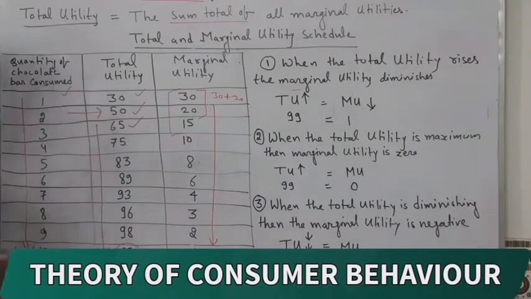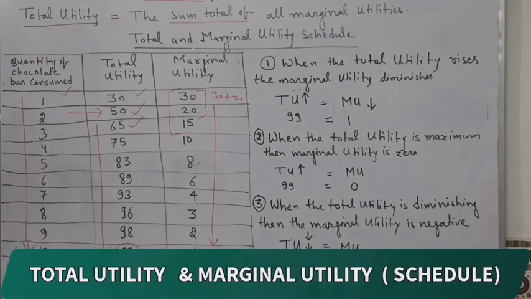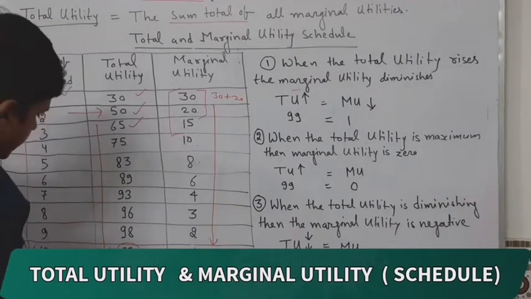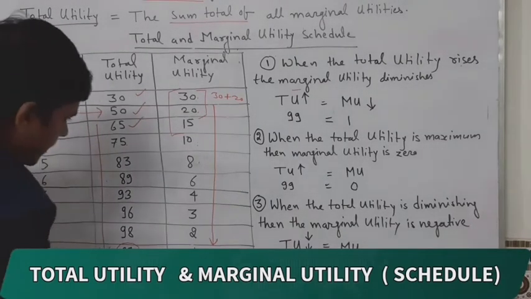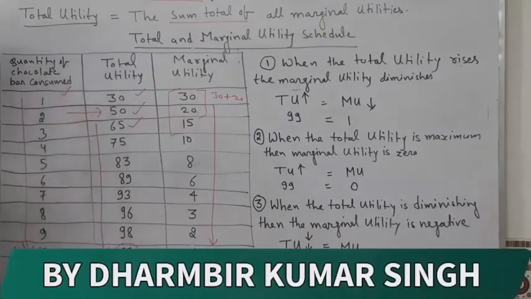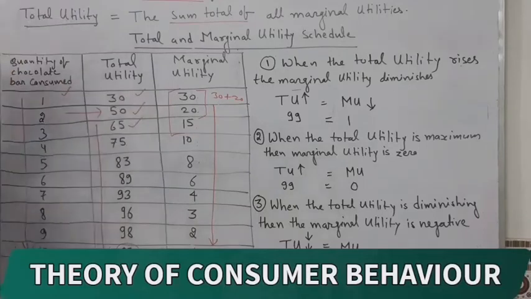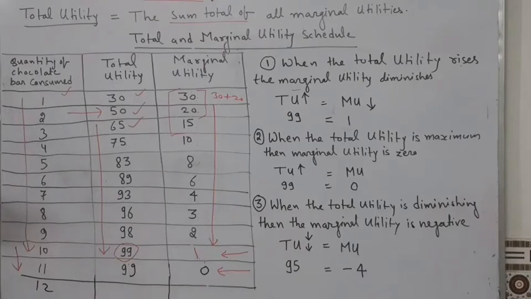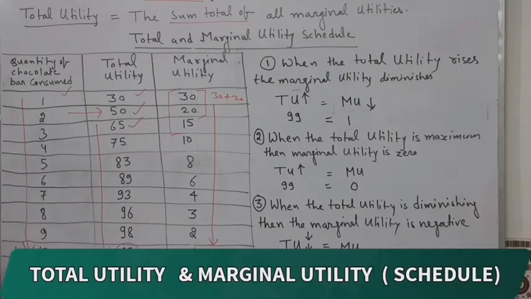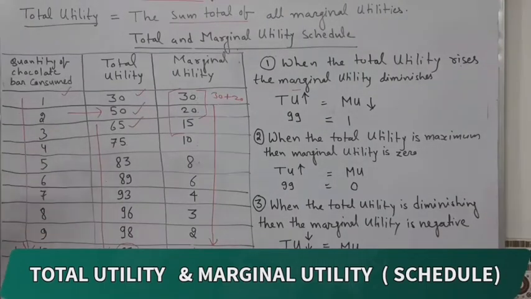Again you can write 99 at 11. And here minus 4 is given, and here write 0. Then at 12, total utility decreases from 99 to 95, and here the marginal utility will be minus 4.